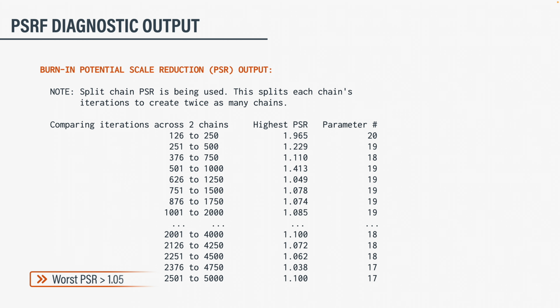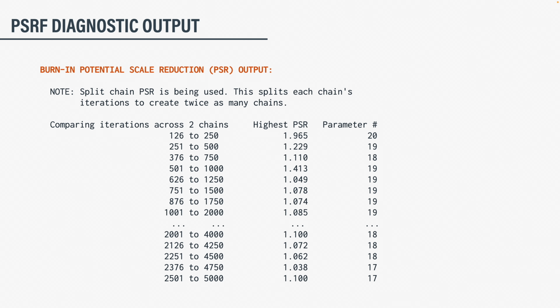Looking in the last row of the table, the highest potential scale reduction factor is above the 1.05 threshold. This tells us that MCMC has not converged after a 5,000 iteration warm-up period. The solution is straightforward. All we need to do is simply increase the burn-in period. Before we increase the number of warm-up iterations, I want to show you how to get a full summary table of every diagnostic value in the model.